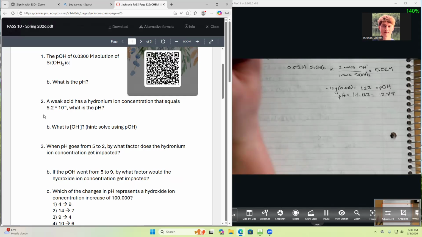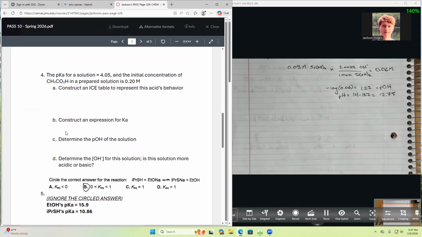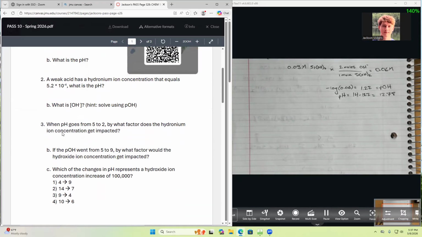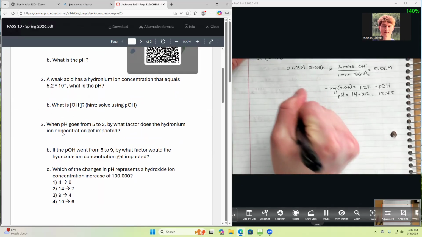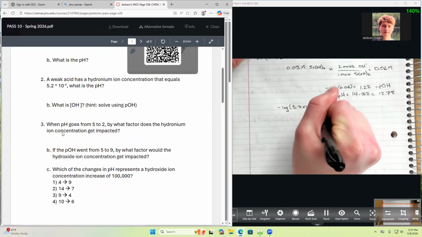A more typical problem, and hopefully I have some of those later on, we'll talk more about on number 4. That's where we only have the concentration of our weak acid, and then we have to do a whole ice table to find the hydronium ion concentration at equilibrium. But this one, it's real simple. We're doing minus log of 5.2 times 10 to the minus 4.